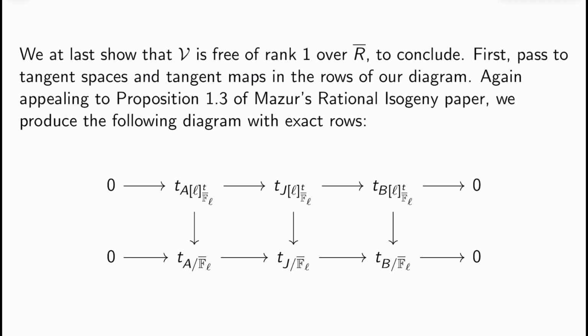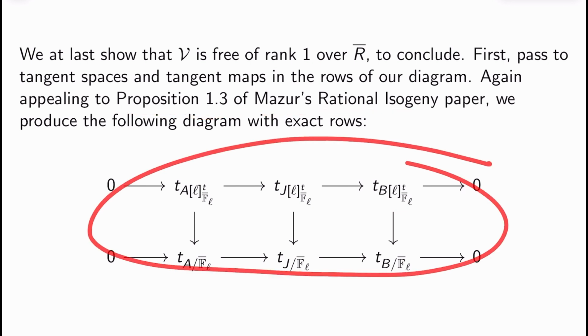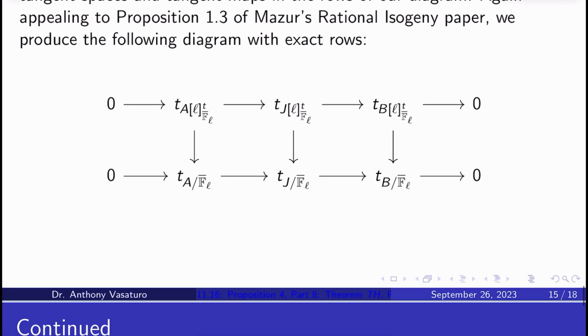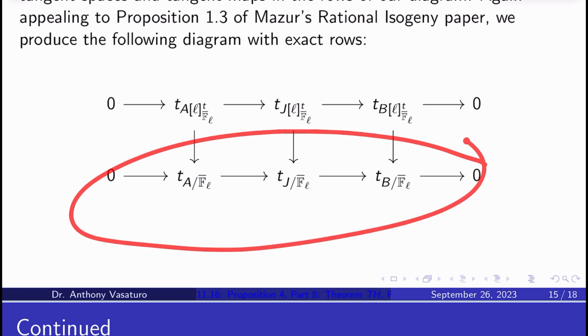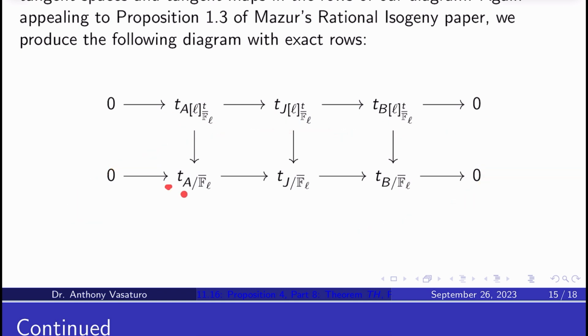The last thing we have to do, given step 4, is show that 𝒱 is free of rank 1 over R̄. First, you pass to tangent spaces and tangent maps in the rows of our diagram. And again, appealing to proposition 1.3 of Mazur's rational isogeny paper, we can produce the following diagram with exact rows: 0 to T_A[𝔏] ⊗ F̄_ℓ, to T_J[𝔏] ⊗ F̄_ℓ, to T_B[𝔏] ⊗ F̄_ℓ to 0. And then on the bottom here, you have just 0 to T_A over F̄_ℓ, to T_J over F̄_ℓ, to T_B over F̄_ℓ to 0.